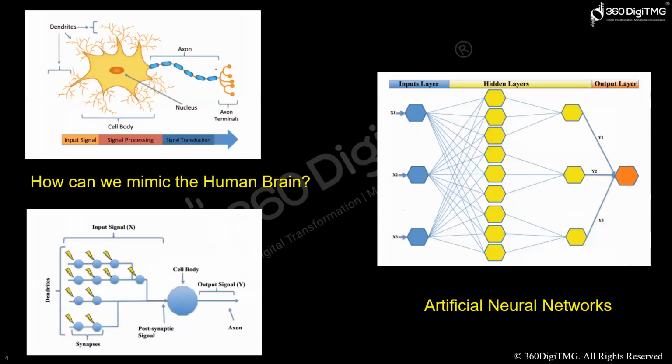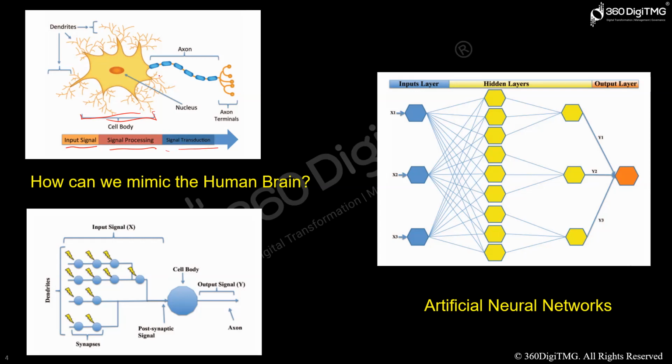So next, how can we mimic the human brain? How does a neural network work exactly like our brain? As we know, in our body, we have something called a neuron. So what does a neuron do? It takes an input signal, it processes the signal, and then it gives out the signal transduction or the signal output.